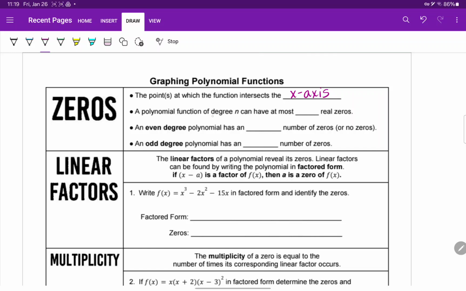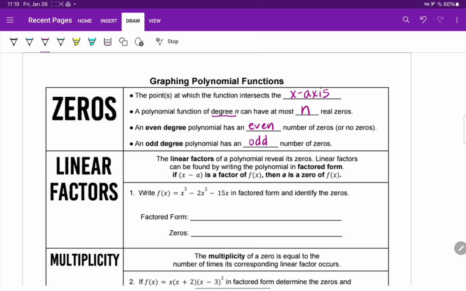A polynomial with degree n, so degree n can mean any degree, so 5, 6, 12, whatever n is, has that many real zeros. So if I have degree 5, then it can have at most 5 real zeros. Now notice it says at most because that means 5 is the most, and then it could have less than that as well. An even degree polynomial has an even number of zeros, and odd has an odd number.